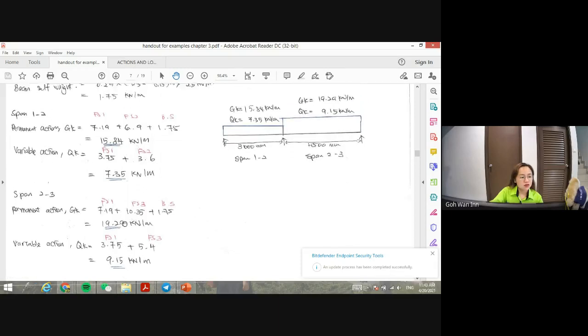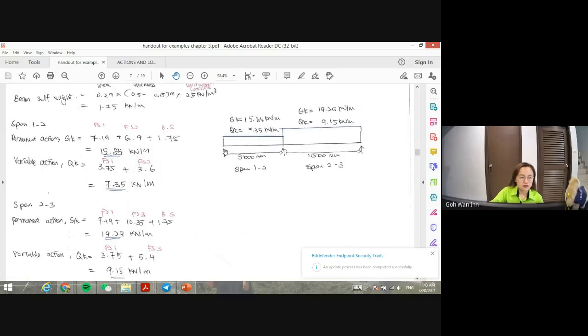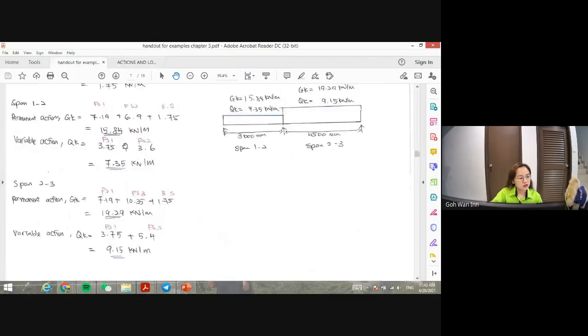So both values you plot into the free body diagram of a beam. This is span 1, 2, span 2, 3. So you will calculate, you will get GK and QK, GK and QK for the value. So you can total it up, then you can calculate. So I think case 2 is only until here.